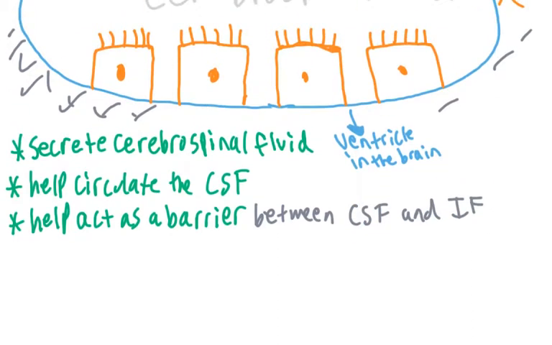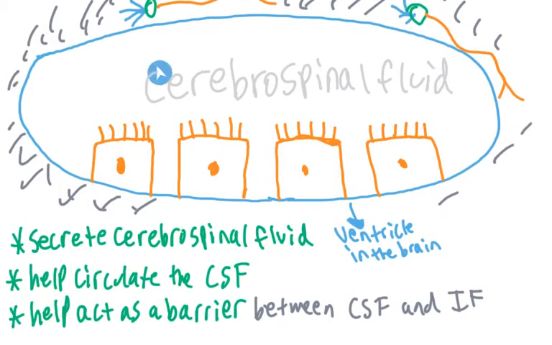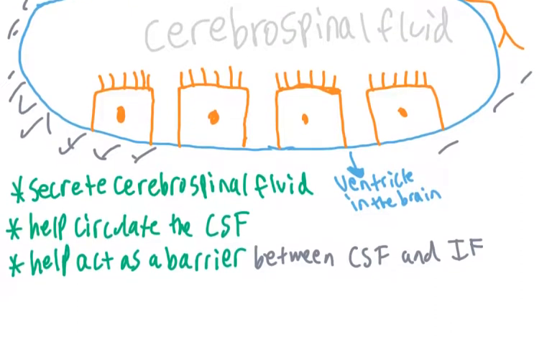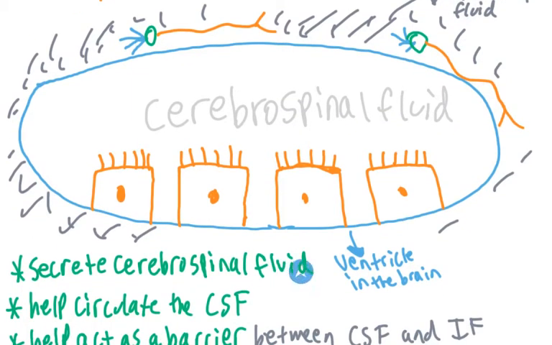For example, it may help prevent large molecules, like large proteins or something, from crossing the ependymal cells and reaching the interstitial fluid, right? So it may protect against things like that. It helps keep large molecules from entering the interstitial fluid. So far we've got that the ependymal cells circulate or secrete the cerebrospinal fluid.